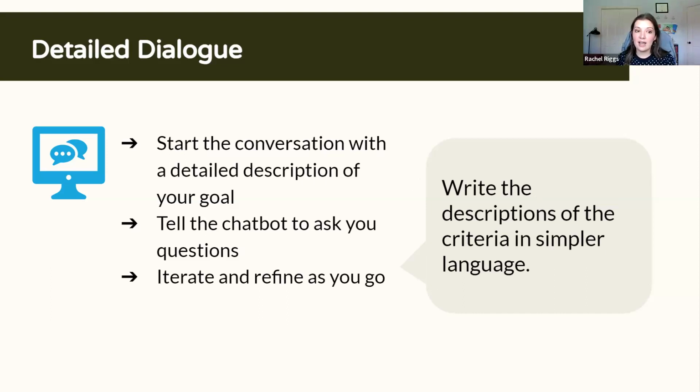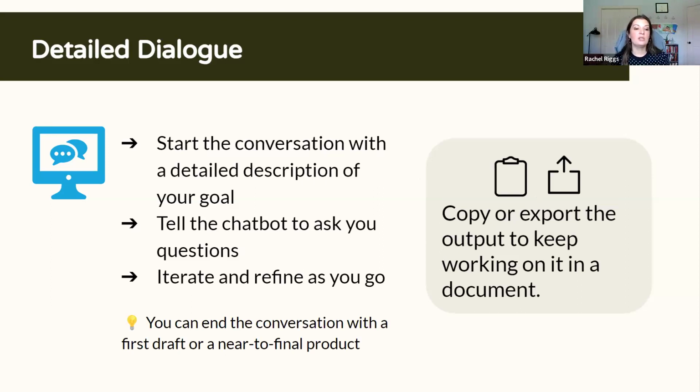So you can ask it, after it's given you the first draft, to write the descriptions of the criteria in simpler language. And that's part of the prompt chaining, the back and forth and the refining of the final output. And then at the end, you can finish with a first draft or a near to final product. So I tell teachers, you might end up with something that you want to put in Google Docs and continue to edit. There are a whole range of different perceptions and opinions of how close to the final product you can really get in the chatbot environment. And that's really up to you and your preference.